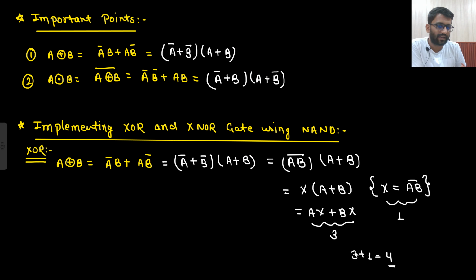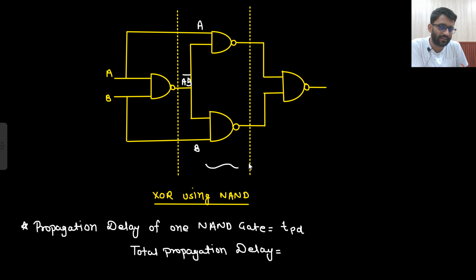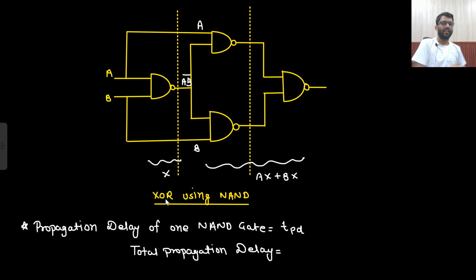So this is our XA plus BX. This is AX plus BX. And this is X. Now tell me one thing. If this gate has delay TD and this gate has delay TD and this also has delay TD, and I apply A and B here at t equals 0, after how much time will I get my output?